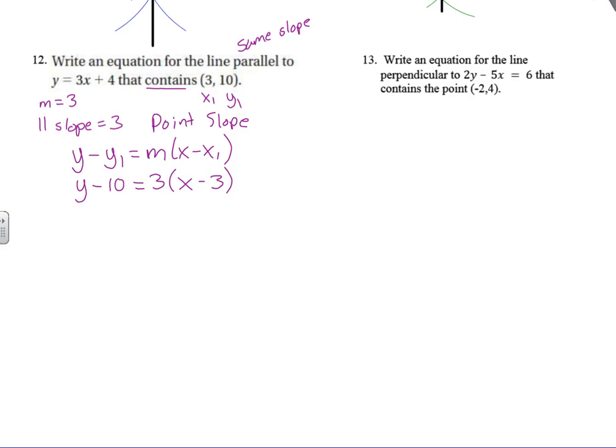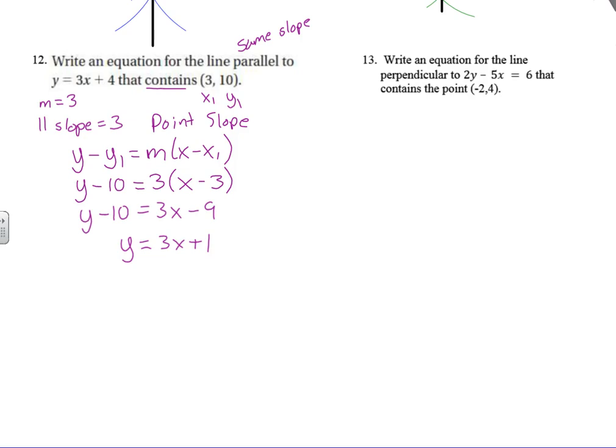If you want to carry it out into slope-intercept form, we start by distributing the 3, getting 3x minus 9, then we add the 10, and we get 3x plus 1. So either one of those forms would be an answer, depending on how the question's worded.